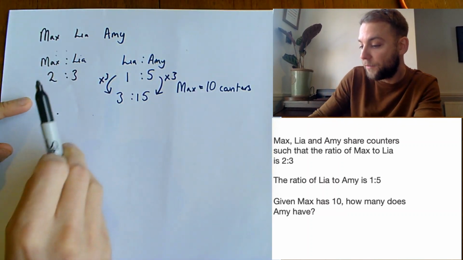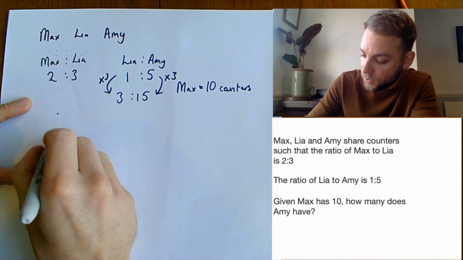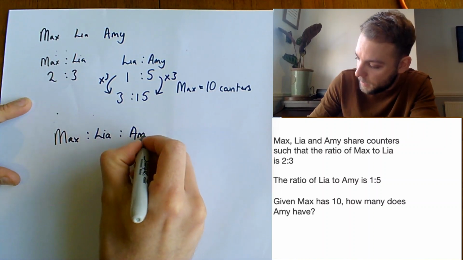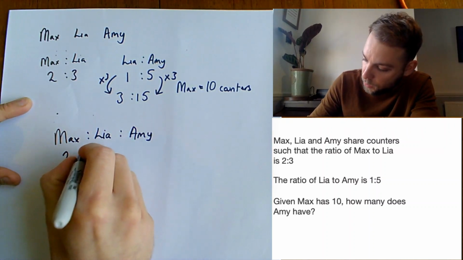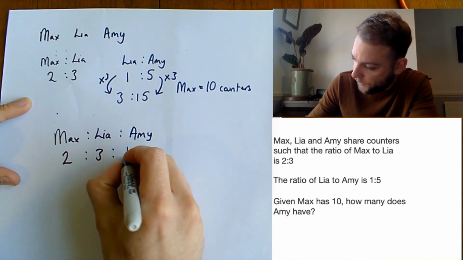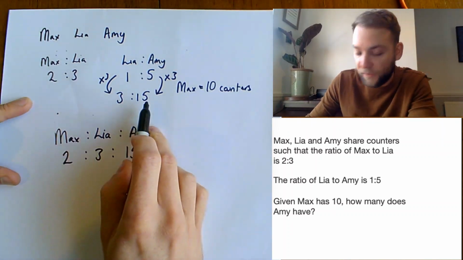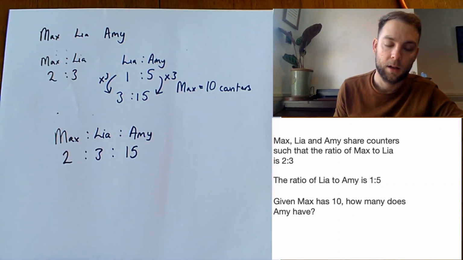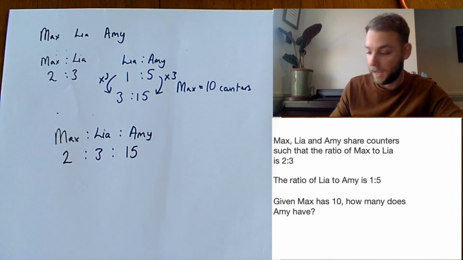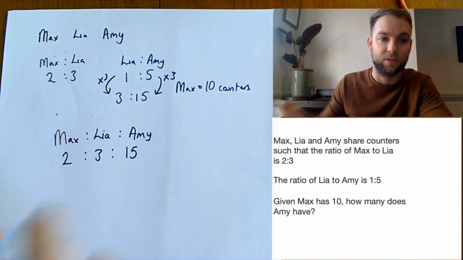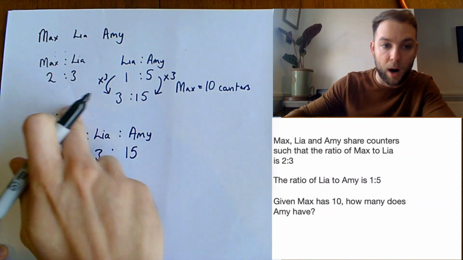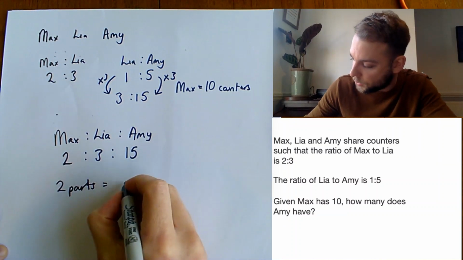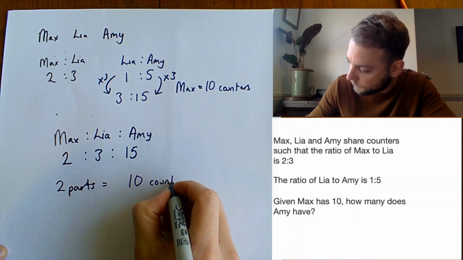So now I have Leah the same. I can write these as one single ratio. Max, Leah and Amy. So 2 to 3 to 15. Leah is the same. I know a specific value in this. I know that Max has got 10 counters. So my starting point is the amount of parts which Max has got. So 2 parts is equal to 10 counters.